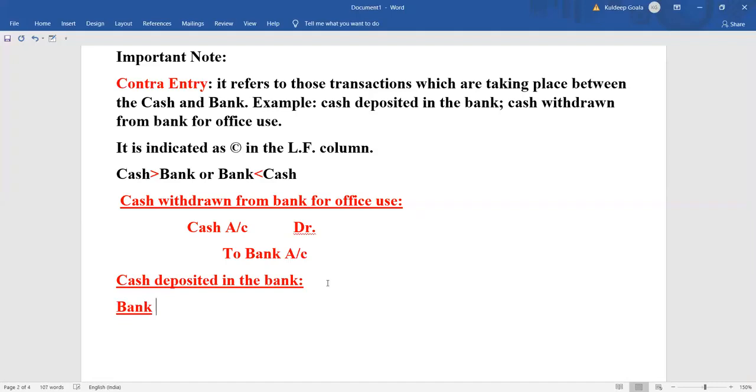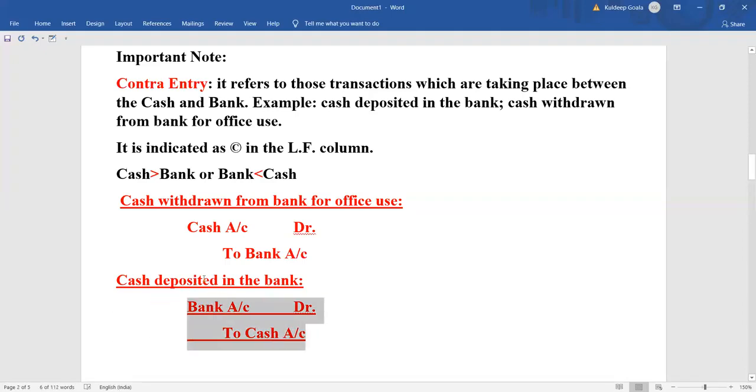So bank account debit, and from where is the money going? From the cash. इसी के लिए cash credit हो जाएगा. Cash goes out, credit. So cash account will be credited. So that is why bank account debit to cash account, right? So this is how the entry follows. You can see there is a transaction between cash and bank, bank and cash. So it is a contra entry, right?